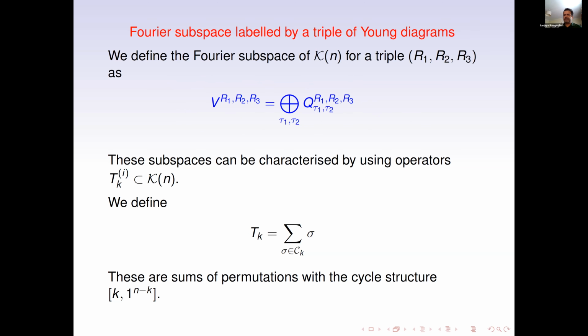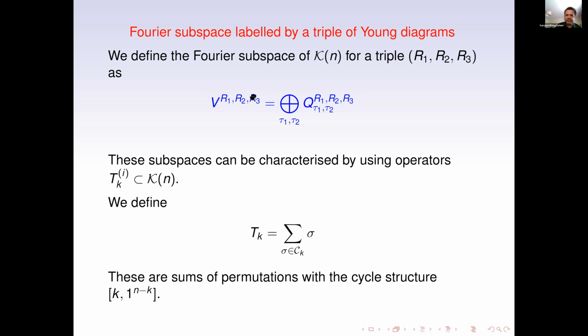So what is interesting for the question of constructing Kronecker coefficients is to think about the space spanned by all the Qs for a fixed triple. And the total number of Qs, tau 1 and tau 2, go from 1 to the Kronecker coefficient, so the square of these guys. And we just take a direct sum of all of them, the span of all of them. And that's a Fourier subspace inside this algebra, which is labeled by a triple.